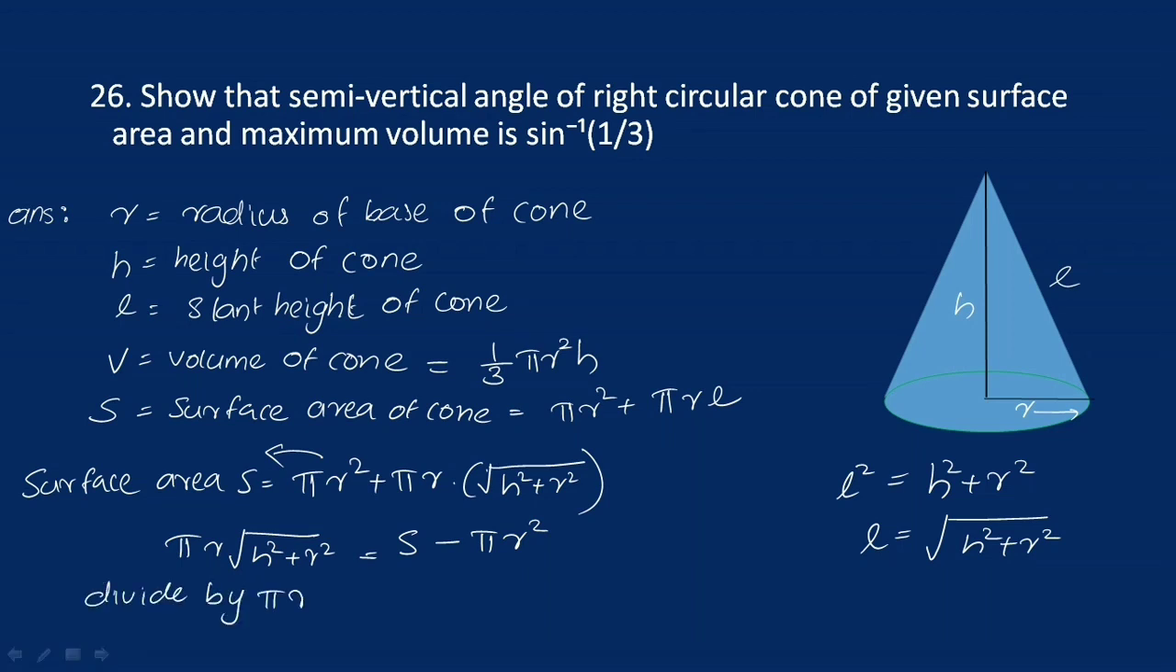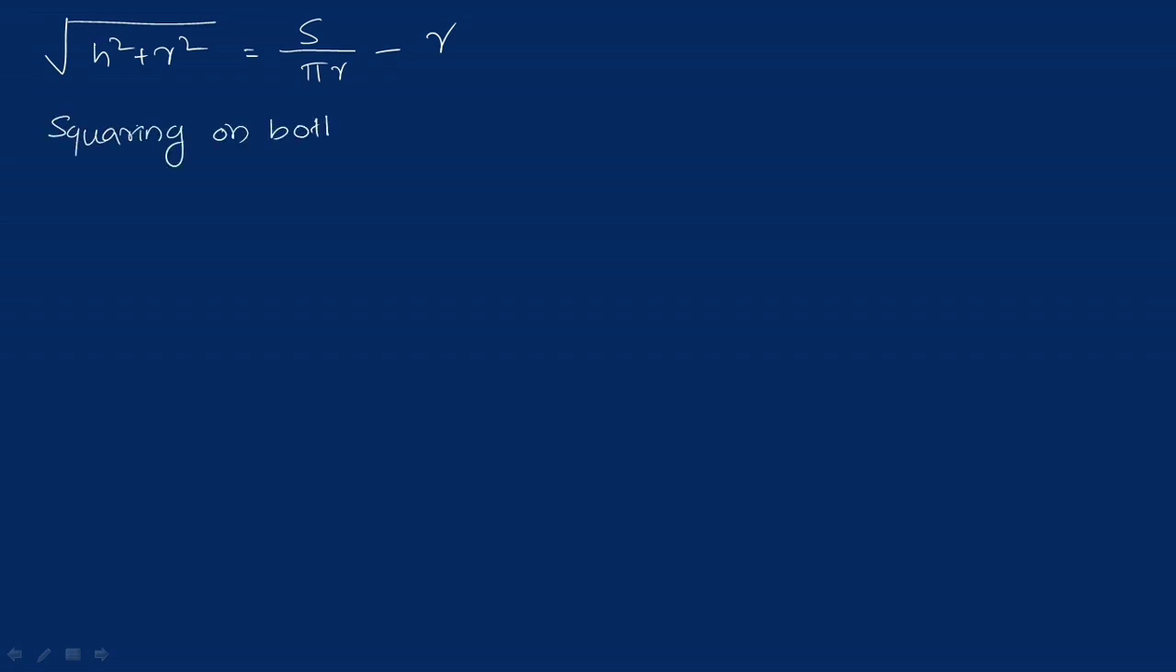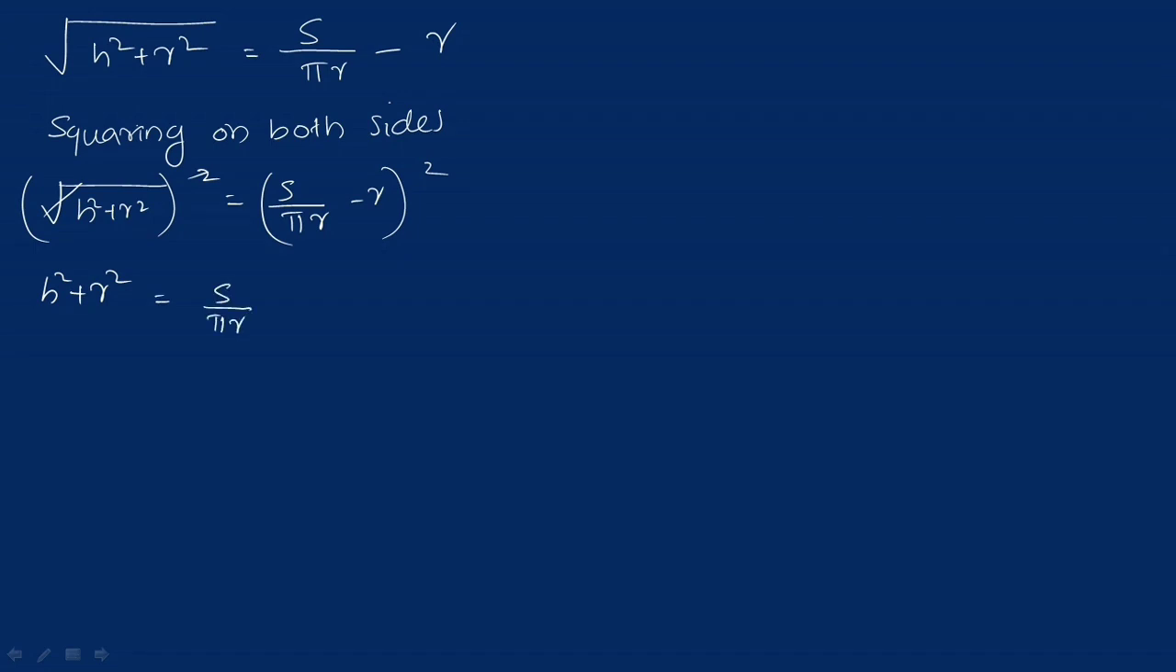Pi r square is taken to the right side, and dividing by pi r on both sides, we have pi r into root of h square plus r square by pi r is equal to S by pi r minus pi r square by pi r. Cancelling the pi r terms, root of h square plus r square is equal to S by pi r minus r. Now squaring on both sides, the root and square cancel, so h square plus r square is equal to (S by pi r minus r) whole square.